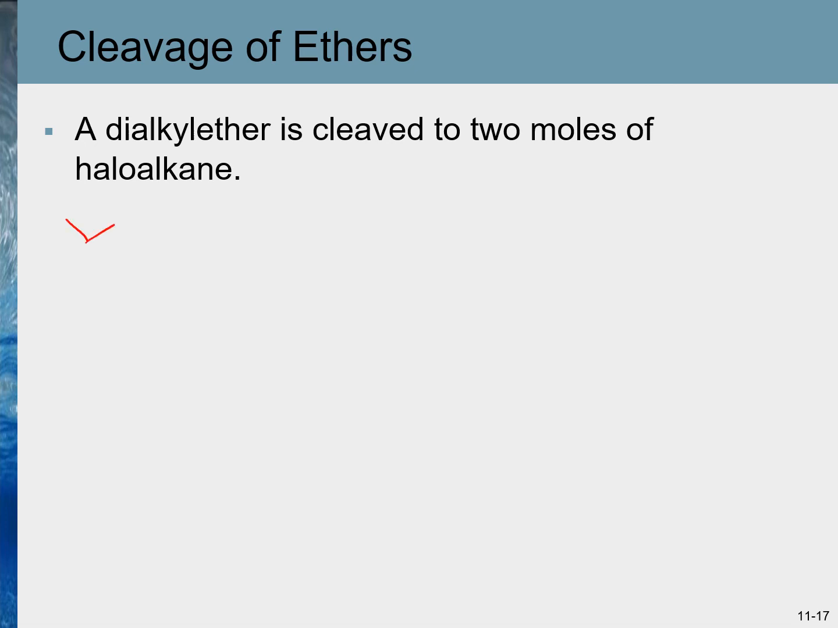For example, if we react a dipropyl ether with concentrated acid such as HBr, we know that it will result in formation of an alcohol, which is propanol in this case, and it will also result in formation of an alkyl halide, which is bromopropane.